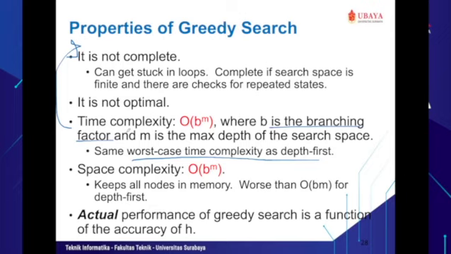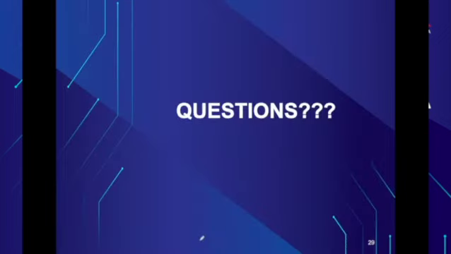Let's see the other complexity generated by greedy best first search, which is the space complexity. The big O will be b to the power of m, since greedy search will keep all the nodes in its memory, so it is worse than the big O of bm, which is the worst case space complexity for the depth first search algorithm. We can say that the actual performance of greedy best first search will be heavily reliant on the accuracy of the heuristic. Any questions so far?